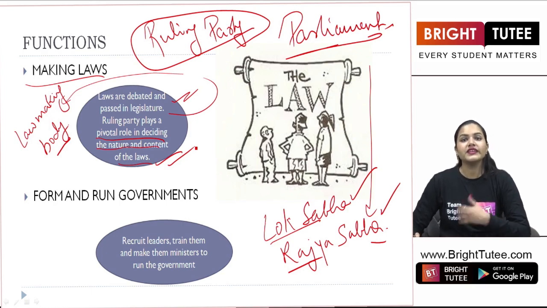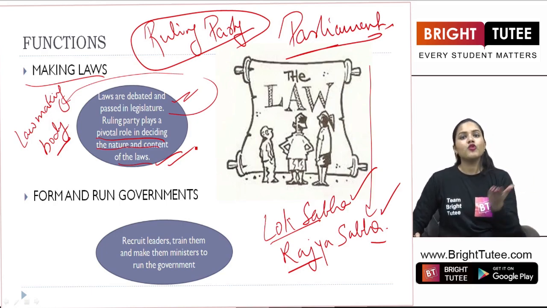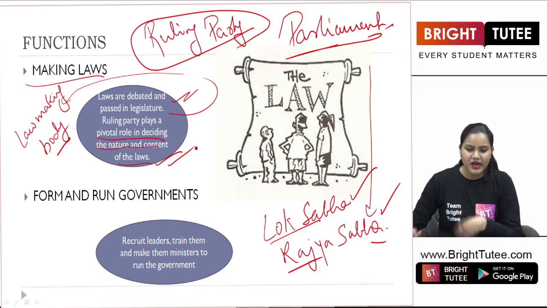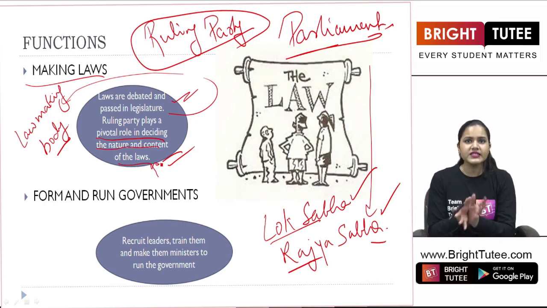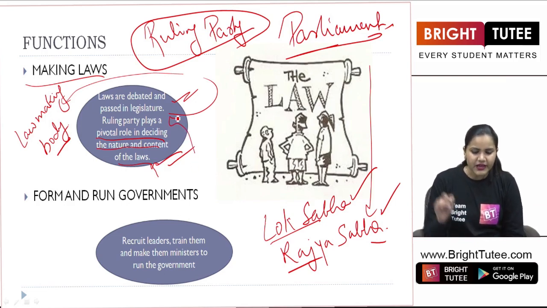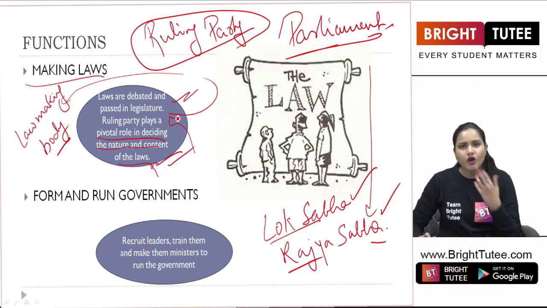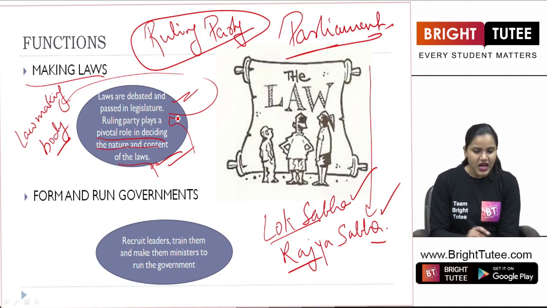The laws, what is the nature of this law? What are the important points that have to be kept in the laws, to be mentioned in these laws? So, all these takes place under the ruling party, or the opposition party is also playing a major role. But here, the ruling party, they play a pivotal role. Why? Because they are in majority in the legislative making body, right?